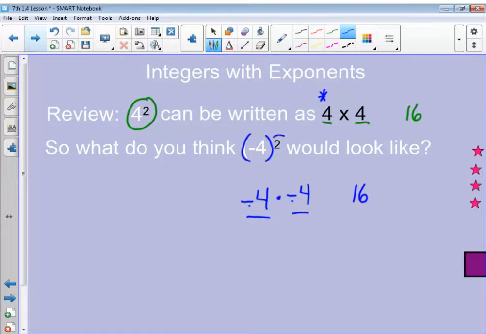Take note, our exponent told us how many negative signs were going to be there, because that negative was included with that 4. Because it was included, we can use that exponent to help us count. Are we going to have an even number or an odd number? Well, 2 is an even number. That told us we had 2 negative signs. If you need to visually write it out like this, then go ahead and do so. Some of you will be able to use that shortcut of just thinking, okay, 2 is an even number, so there are 2 negative signs.